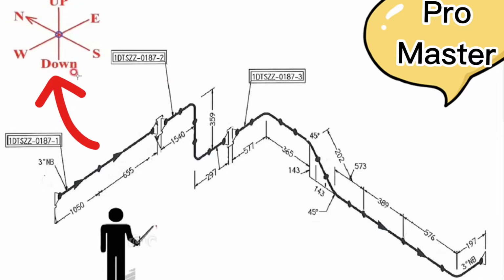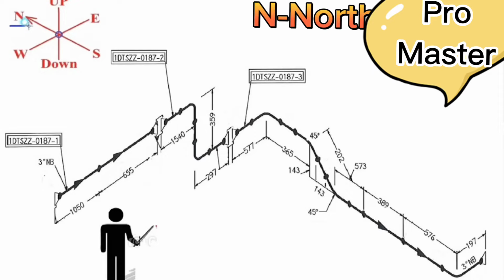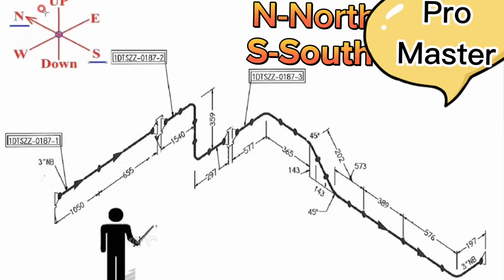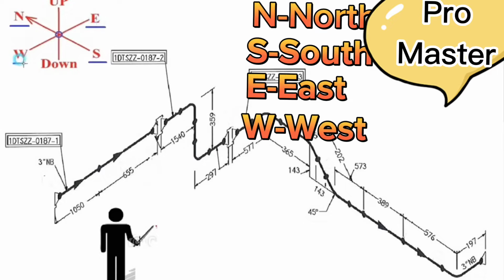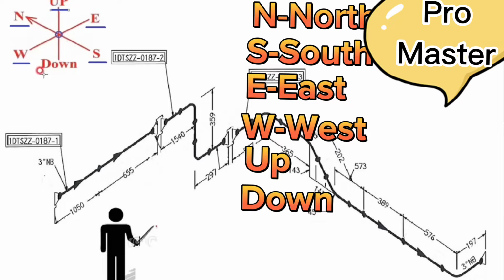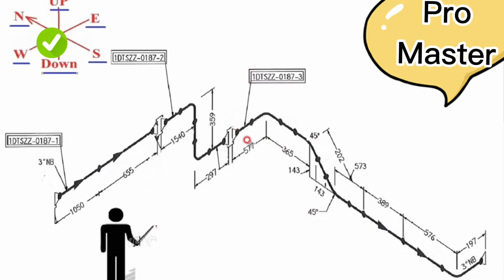This indicates the directions. There are 6 directions here. N means north. S means south. E means east. W means west. Up means up. Down means down directions. By studying these directions we can easily read the pipe isometry. The person reading the pipe drawing should imagine himself standing at the intersection of these directions, facing north.